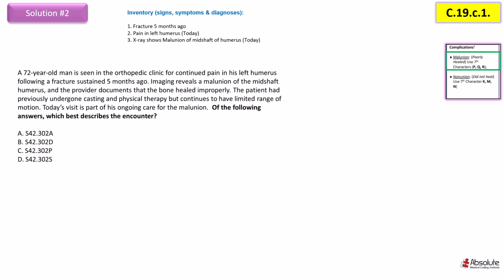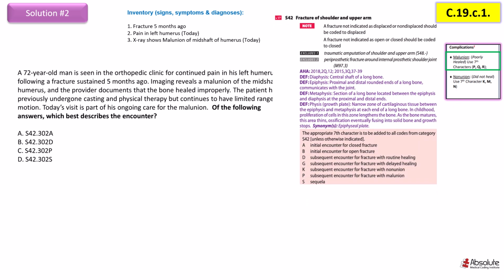Our third column of our guideline is here. We've just shortened it so you can focus on that. And here's our category, S42, fracture of shoulder and upper arm. And notice the notes. Notes are also guidelines, specific coding guidelines. A fracture not indicated as displaced or non-displaced guideline. A fracture not indicated as open or closed guideline right here.